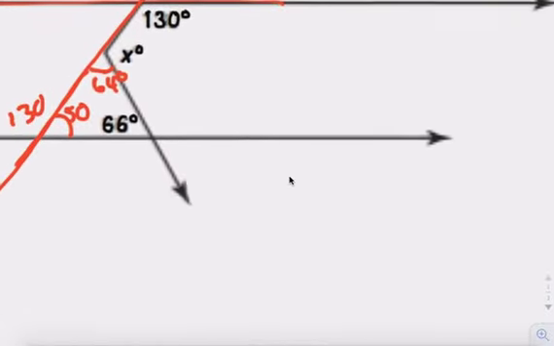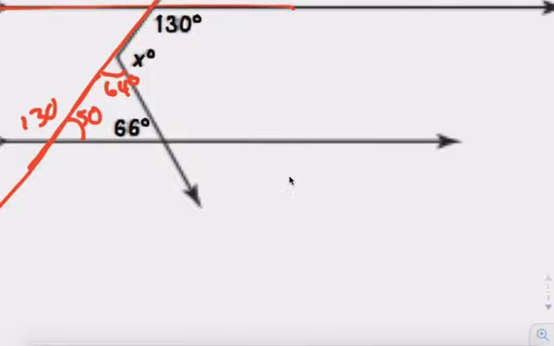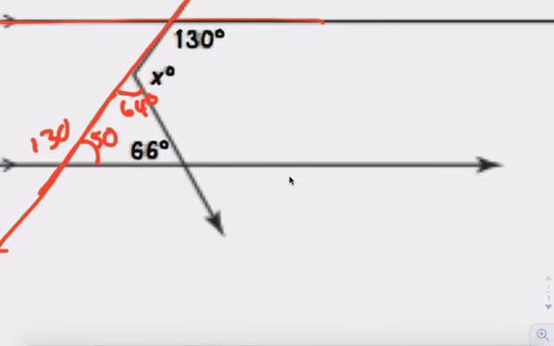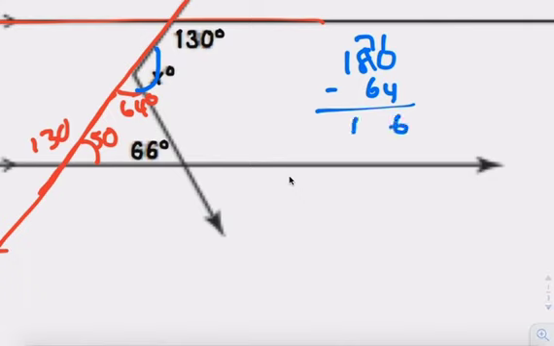Oh, we can find x. Because now, you guys can find x, because this is 100, same side exterior, same side. They make 180, so 180 minus 64, 116 degrees. So x equals 116 degrees.